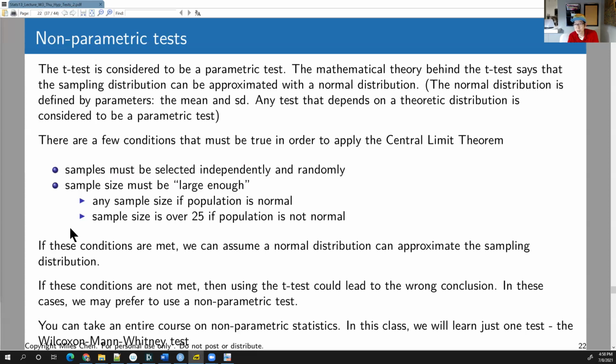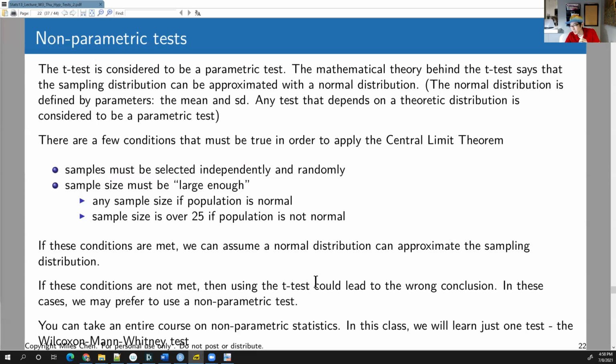You know, one could argue, and probably I would argue this, that making the wrong conclusion would be worse than making no conclusion, right? So in these cases where you can't apply the central limit theorem and you shouldn't be using the t-test, we have an alternative. Well, we have kind of a family of alternative tests, and these are non-parametric tests.